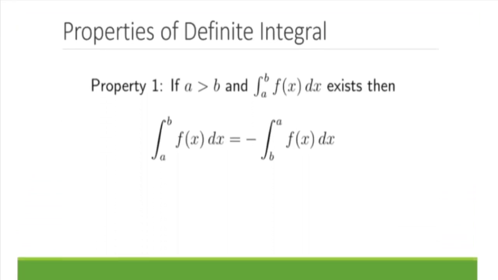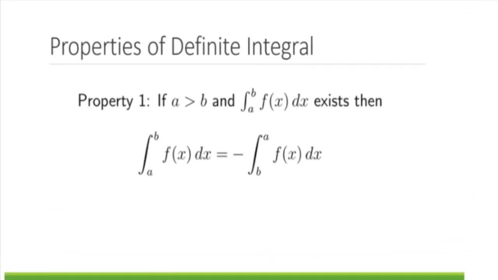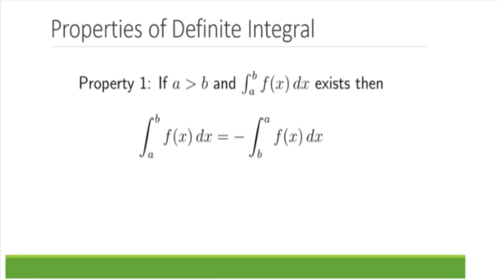First one is if we have that a is greater than b and the definite integral from a to b of f of x dx exists, then the definite integral from a to b of f of x dx is equal to the negative definite integral from b to a of f of x dx. So, ang nangyari lang dito is nag-switch yung bounds. Nag-switch yung upper and lower limits ng definite integral natin.